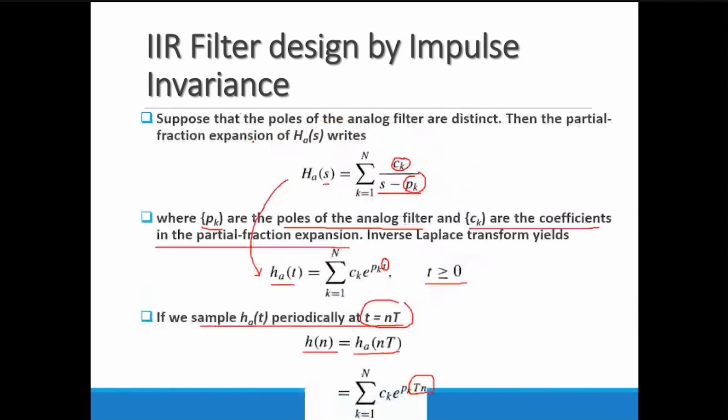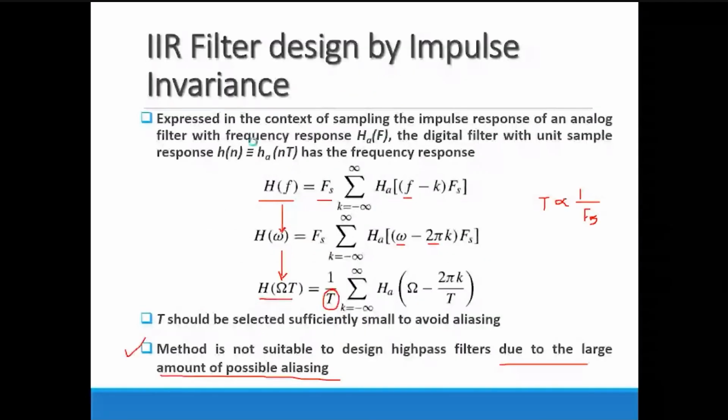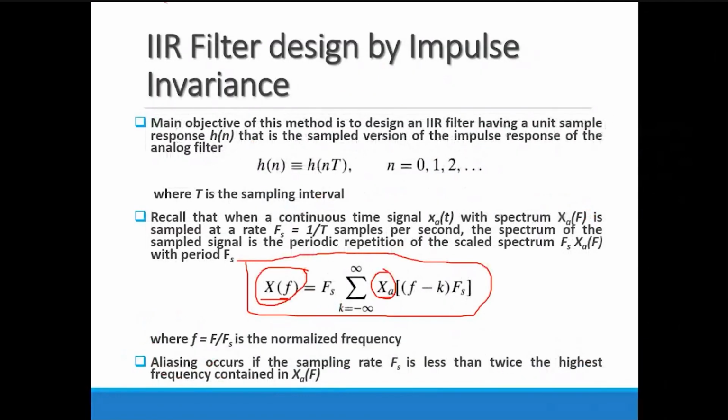Yes, Jinendra. Sir, why do we take capital T instead of small t along with n? We have defined different notation for that. A small t represents your time domain representation, and here capital T is nothing but the sampling interval.